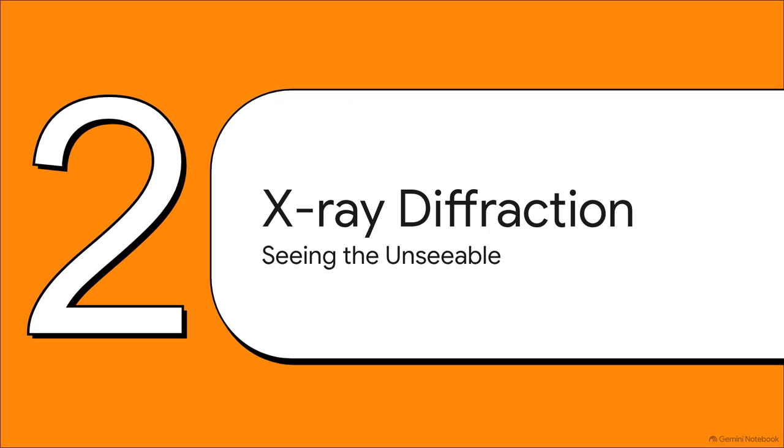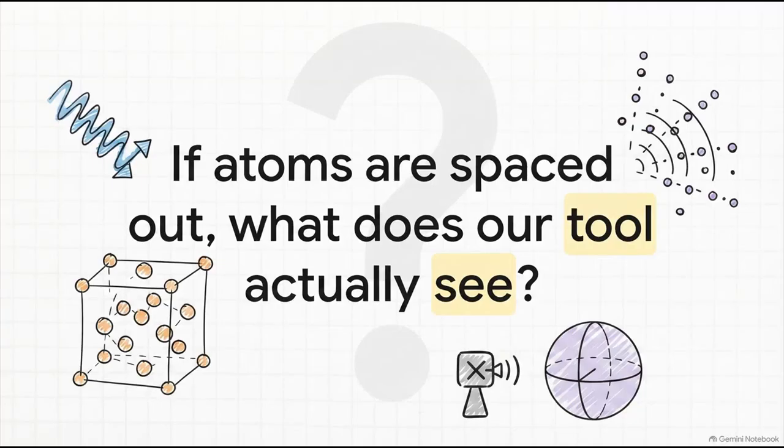Moving right along to section 3, X-ray diffraction. So, we know these atoms are meticulously arranged, but we still have that original problem, right? They're infinitely smaller than the wavelength of visible light. We can't just shine a flashlight on them. We need a totally new tool. Which brings up a really fascinating question. If the atoms are physically spaced out, and we literally cannot see them, what does our measurement tool actually interact with? Well, the answer lies in X-rays.